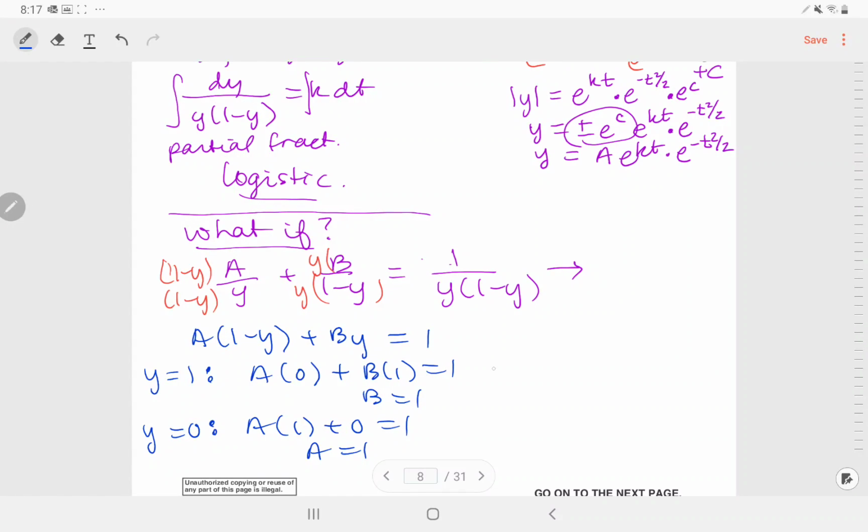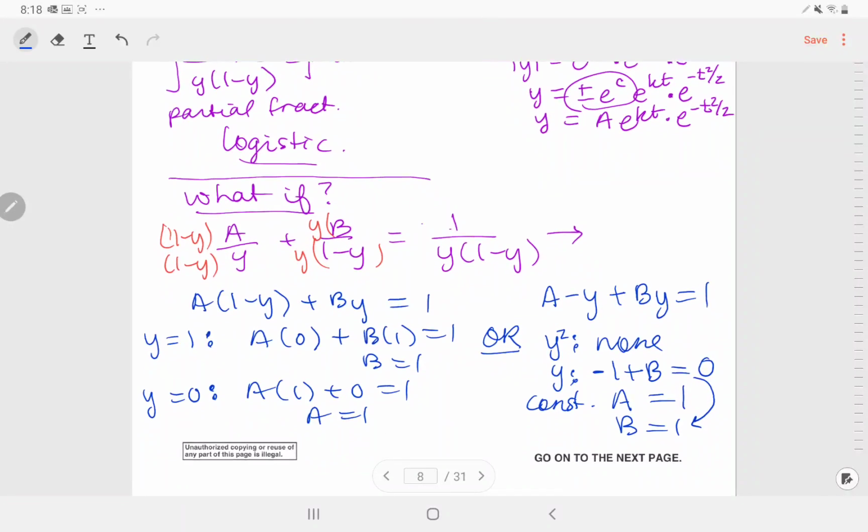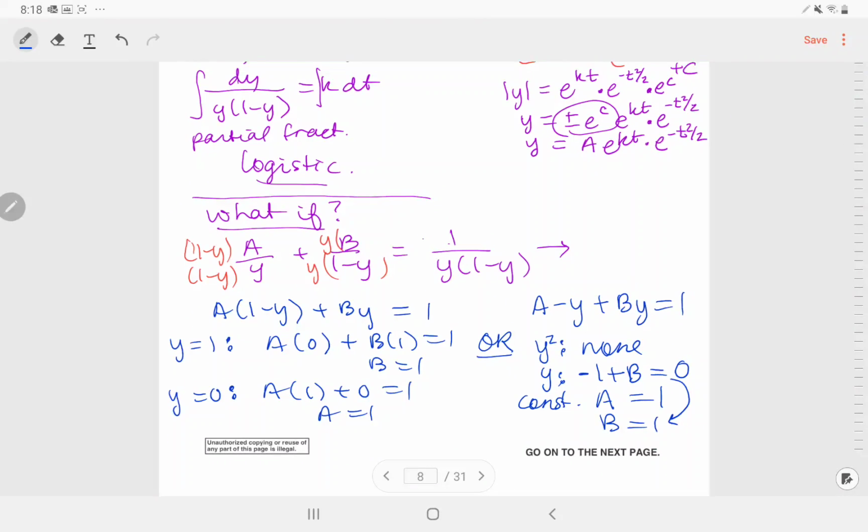Let's put a big "or." There's another method. You might like this method better, where you distribute, and then you do the y squareds, the y's, and the constants. The y squareds: there are none. The y's: there's a negative 1 plus b on the left side and no y's on the right side. And the constant is the a on the left side and the 1 on the right side. Then I would get the same answer, and sometimes you solve a system. So either way it would work in this case.